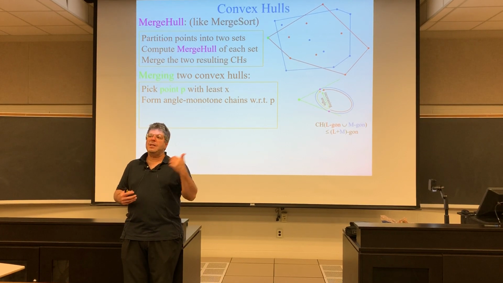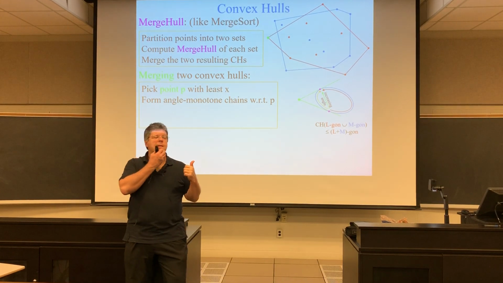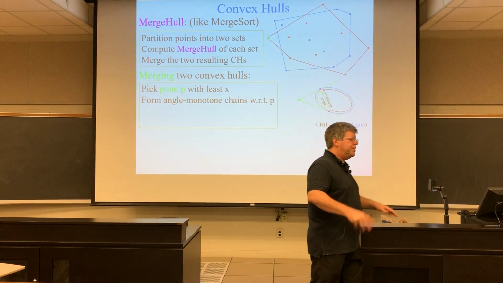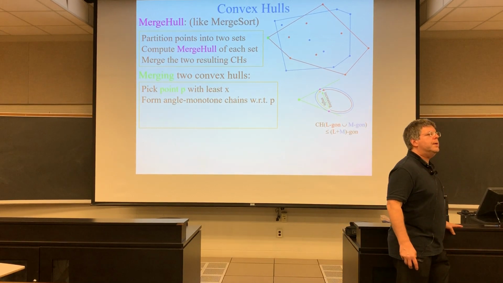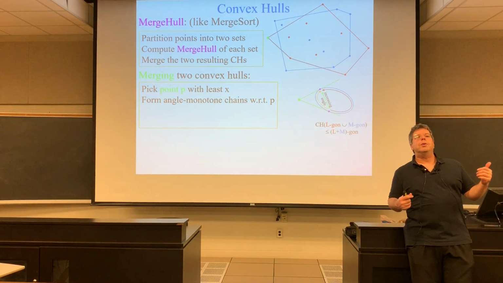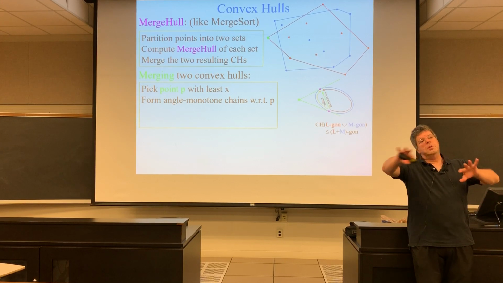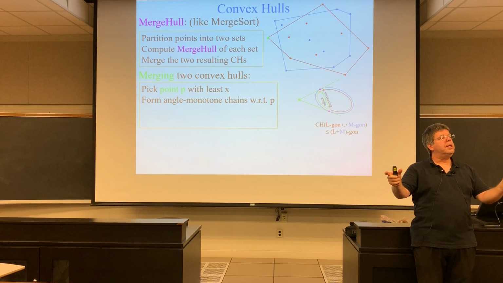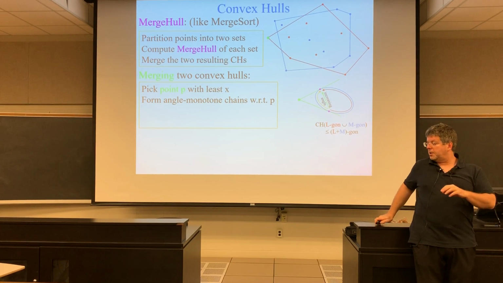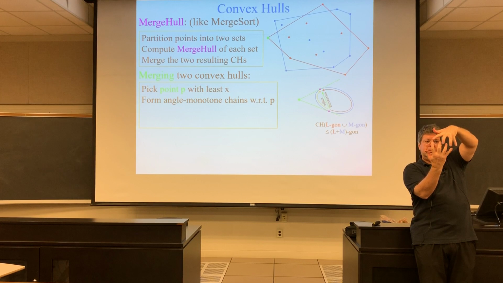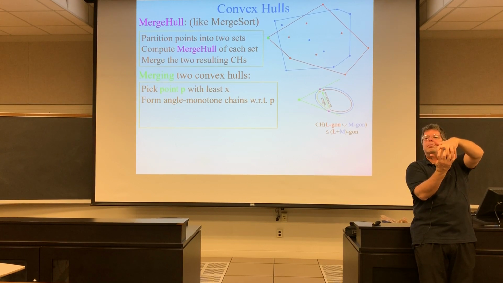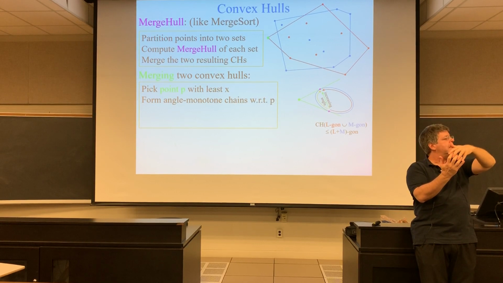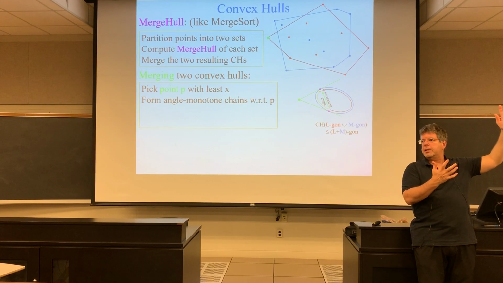But remember, this is a recursive algorithm. Merge hull keeps dividing the points into subsets, just like merge sort. So let's go back to merge sort. In merge sort, what did you do? Divide the points into two equal size subsets, sort each one separately, and then combine them in linear time. How? By zipping together the two sorted lists into a single sorted list by a linear scan along the two lists simultaneously. How many remember that? That's how merge sort works.